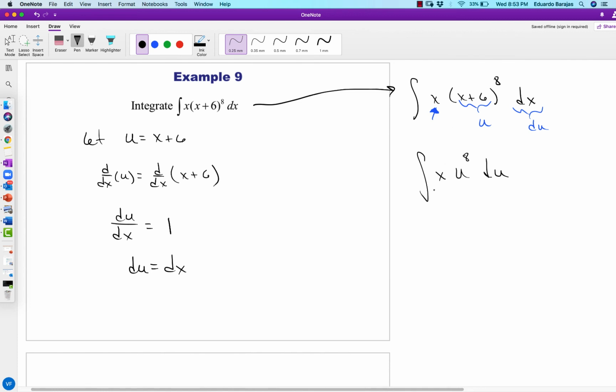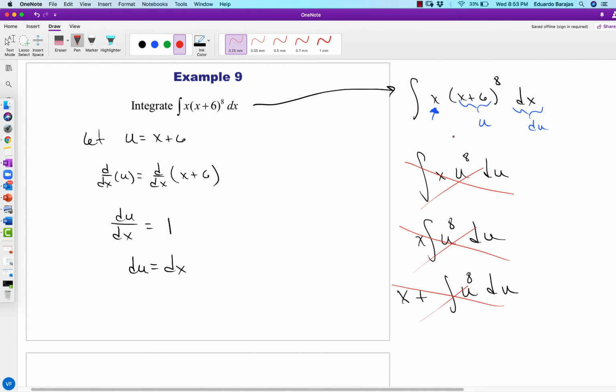We can't separate it. Another common mistake is that people decide maybe to put the x out here and then u du. That's not good. Or some other weird thing like x plus integral u 8u du. Right? So these are all wrong. Do not do any of that. That's not going to work. We can't ignore it. So what could we do with it?